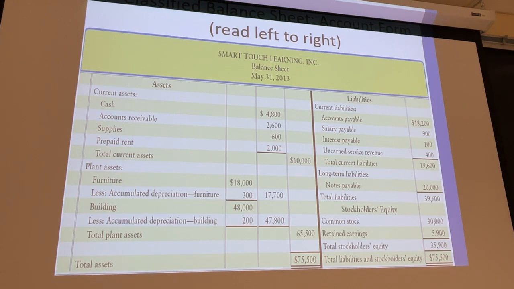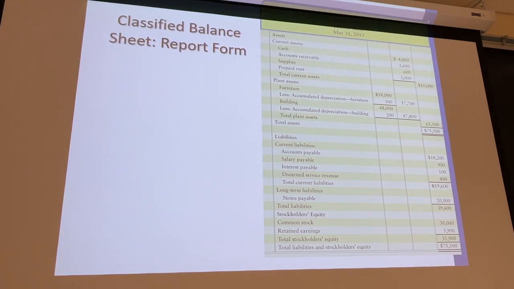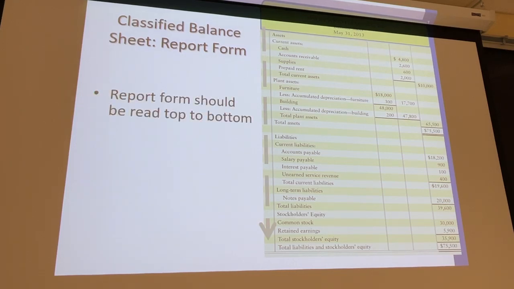The other format that's equally acceptable is called the report form. Here, the assets are listed above, and the liabilities and the stockholders' equity are shown below that. Either form is totally acceptable. It doesn't really matter which you use, but it's two different ways of preparing the balance sheet.